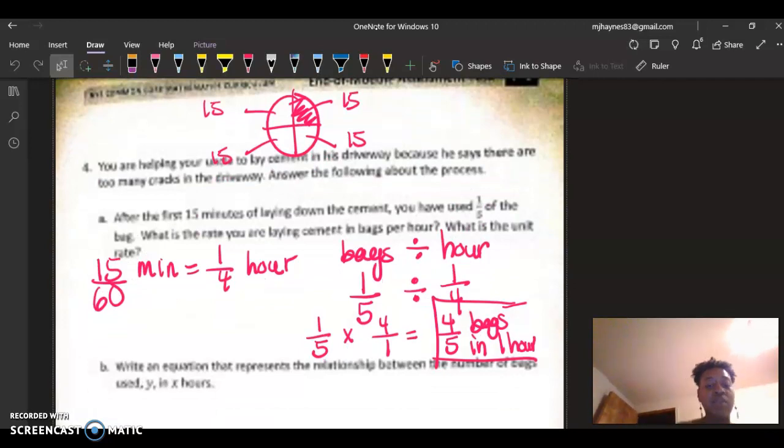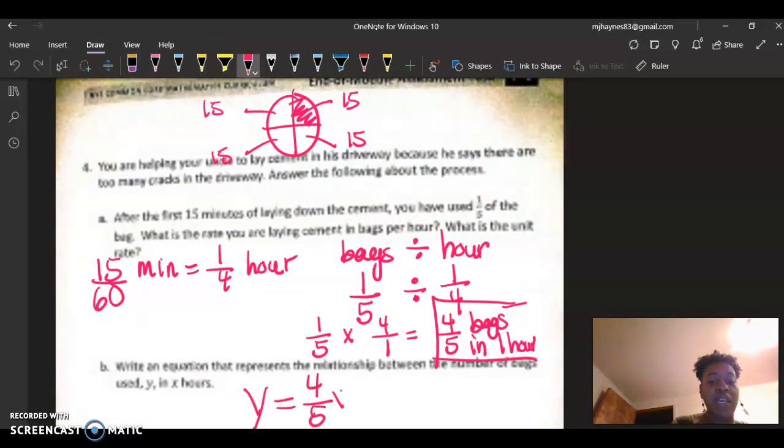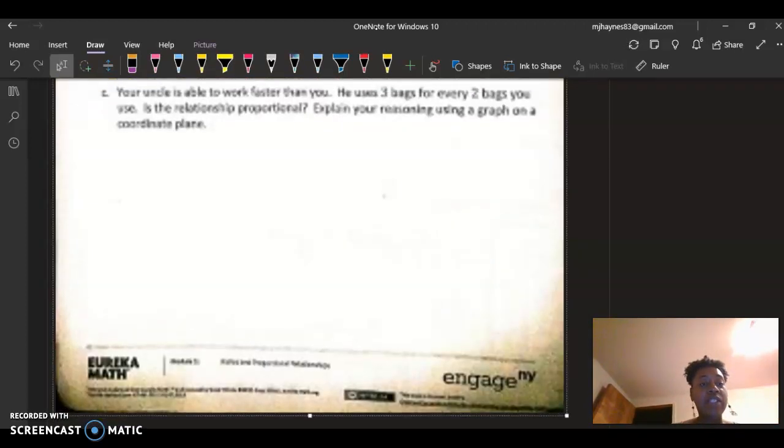Write an equation. That's just y equals 4/5 x. Because your x is hours and your y is bags used. So any number of hours you put in for x, you're going to multiply it by 4/5 to get the y. That is the equation for the proportional table. All right, let's look at C.